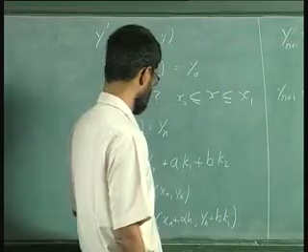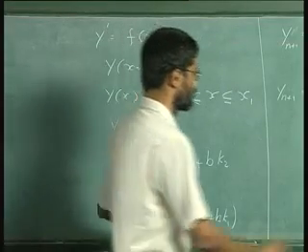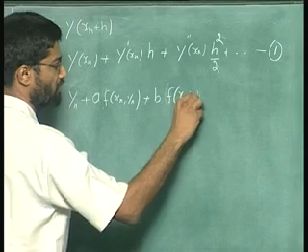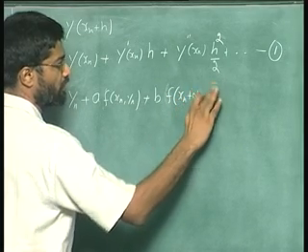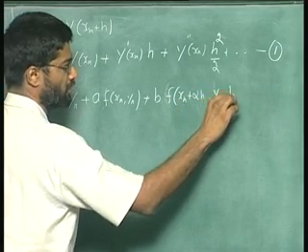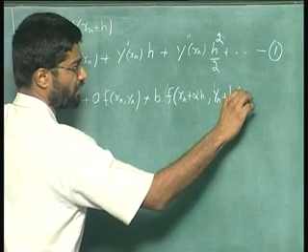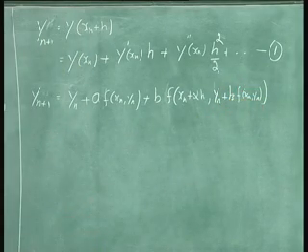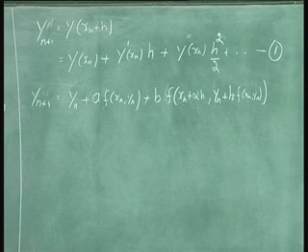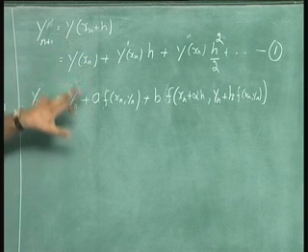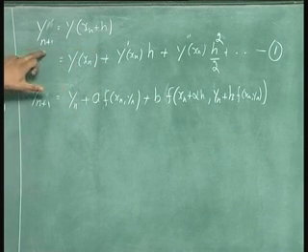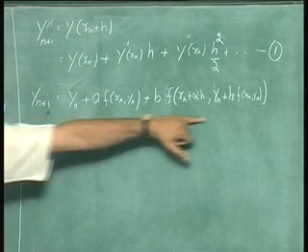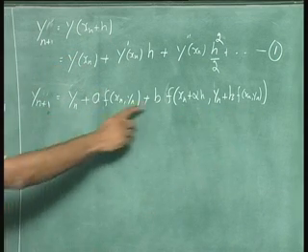Now k2 is f at xn plus alpha h, comma yn plus beta f at xn, yn. We will call this fn now. So now what we could do is, just like we expanded the right hand side of this equation, we could also expand this function here and do a Taylor series expansion of that.